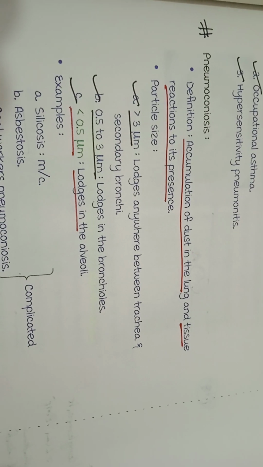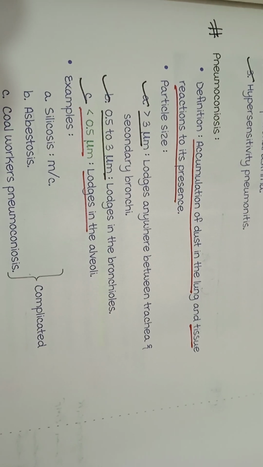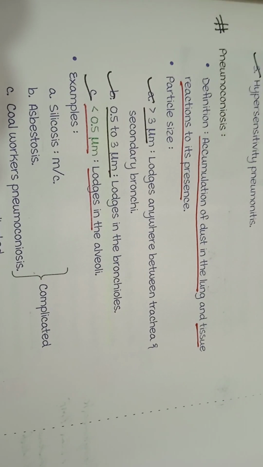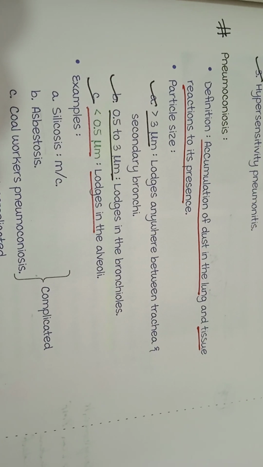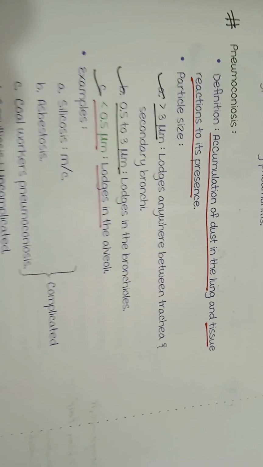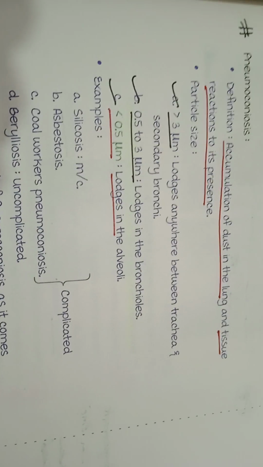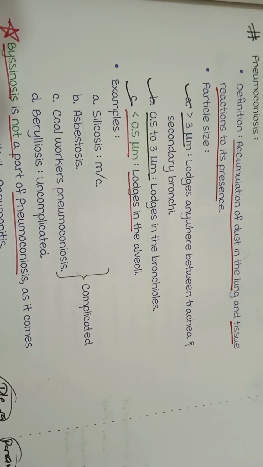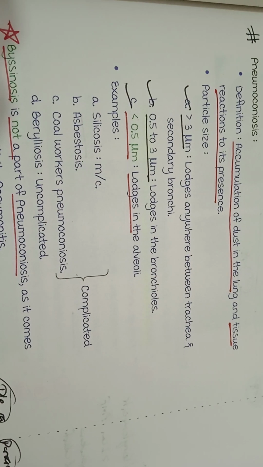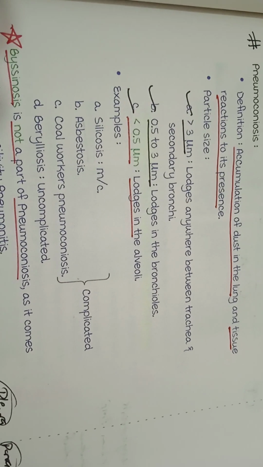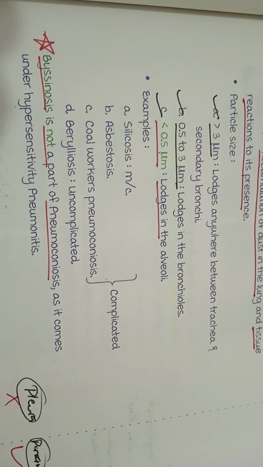According to particle size, if a particle of more than 3 micrometers is present, it will lodge between the trachea and secondary bronchi. If the particle size is 0.5 to 3 micrometers, it will lodge in bronchioles. If the particle size is less than 0.5 micrometer, it will lodge in alveoli. Examples of pneumoconiosis are silicosis, asbestosis, coal worker pneumoconiosis, and berylliosis. Byssinosis is not a part of pneumoconiosis because it comes under hypersensitivity pneumonitis.